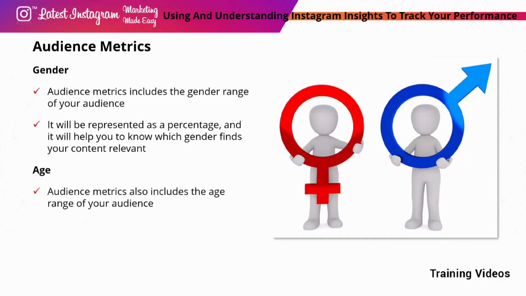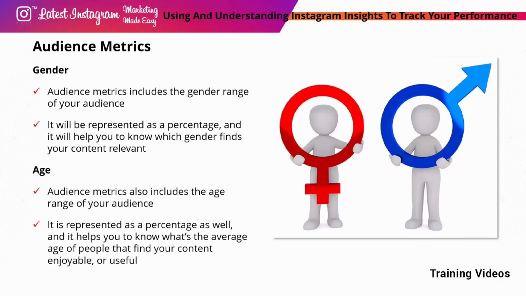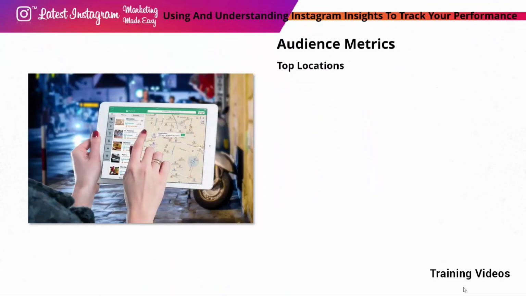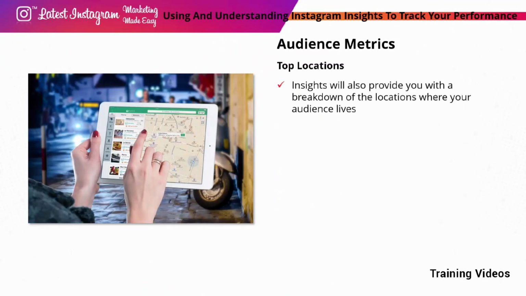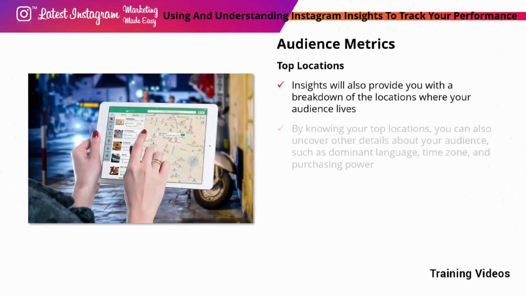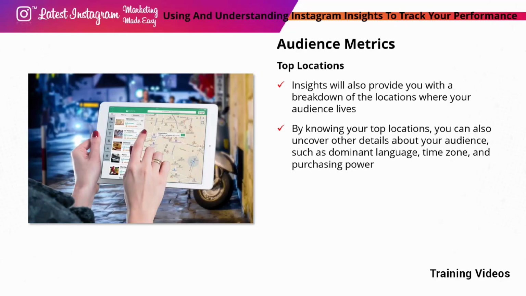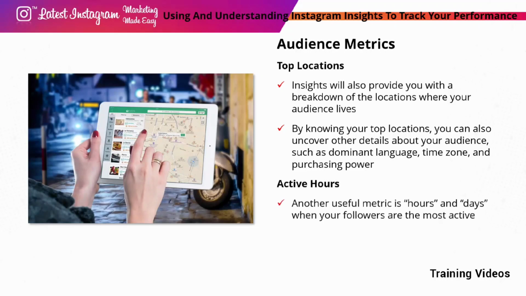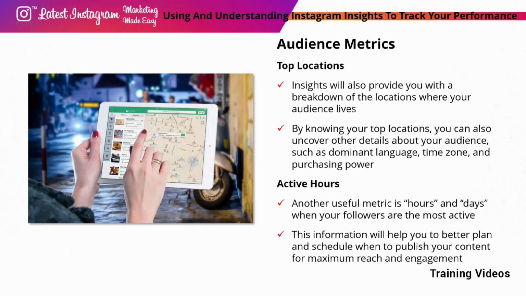Age. Audience metrics also include the age range of your audience. It is represented as a percentage as well, and it helps to know what's the average age of people that find your content enjoyable or useful. Top locations. Insights will also provide you with a breakdown of the locations where your audience lives. It includes cities and countries from top to bottom. By knowing your top locations, you can also uncover other details about your audience, such as dominant language, time zone, and purchasing power. Active hours. Another useful metric is hours and days when your followers are the most active. This information will help you to better plan and schedule when to publish your content for maximum reach and engagement.